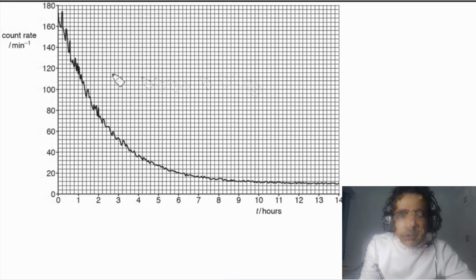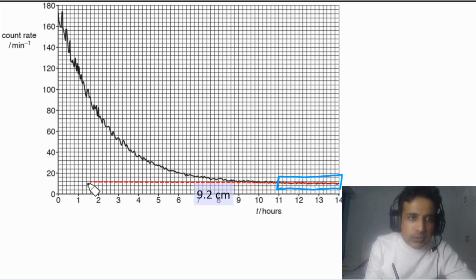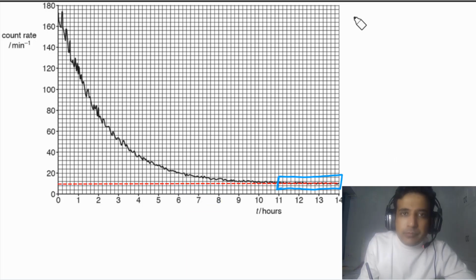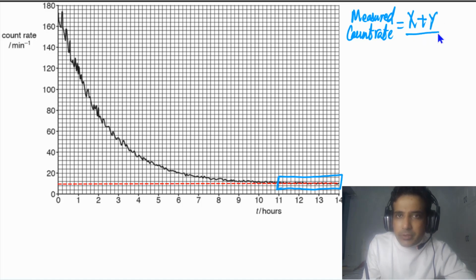Let's try to determine the half-life for this given graph. If you look at this graph, you can see after this period of time, count rate is constant, and this count rate is due to background radiations only. So it means in this case background radiations are not negligible, means we cannot ignore. So how can we calculate half-life? For this one, simply you have to follow this formula. We have discussed that measured count rate is equal to initial count rate plus count rate due to background radiations, divided by 2.